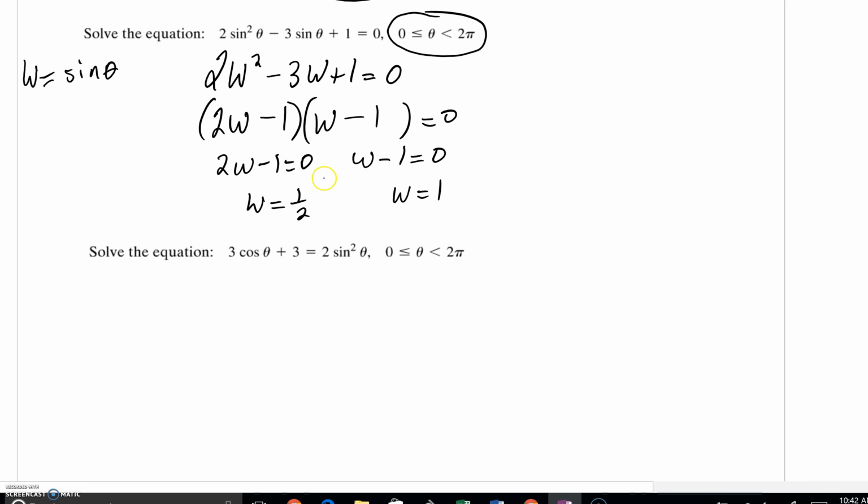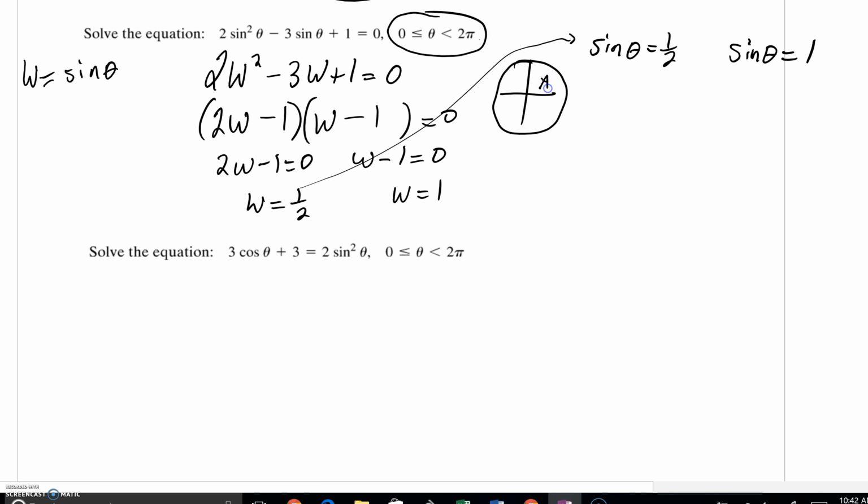w would equal 1. Now, if w is equal to a half, that's really saying that the sine of theta is equal to a half, and the sine of theta is going to equal 1. Now, of course, in the unit circle, we have all students take calculus. Sine is positive in the first and in the second quadrants, with a reference angle of pi over 6. So we'd have theta is equal to pi over 6. We'd also have theta is equal to 5 pi over 6.